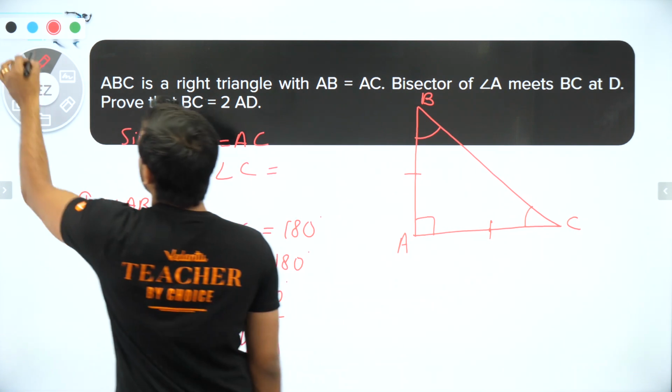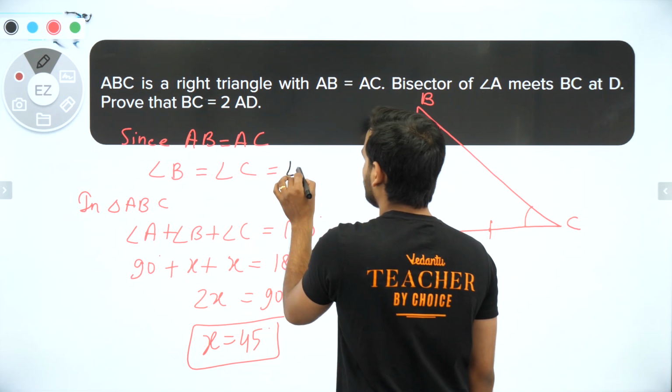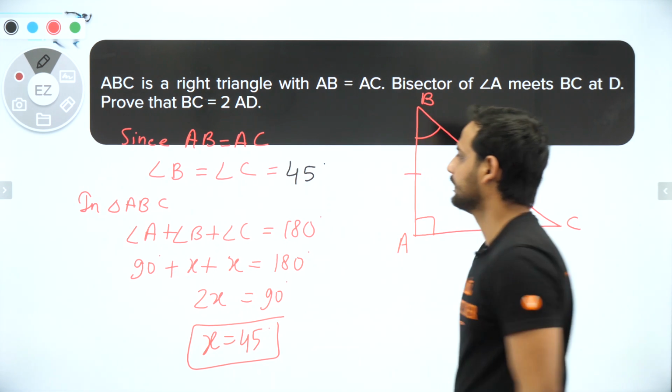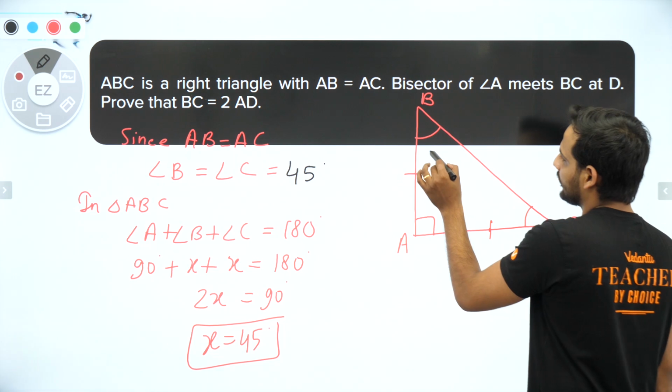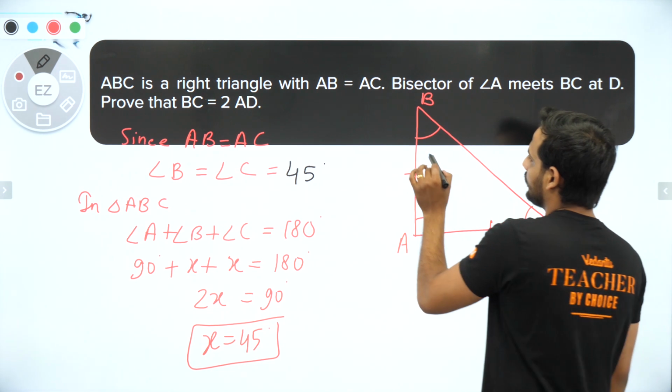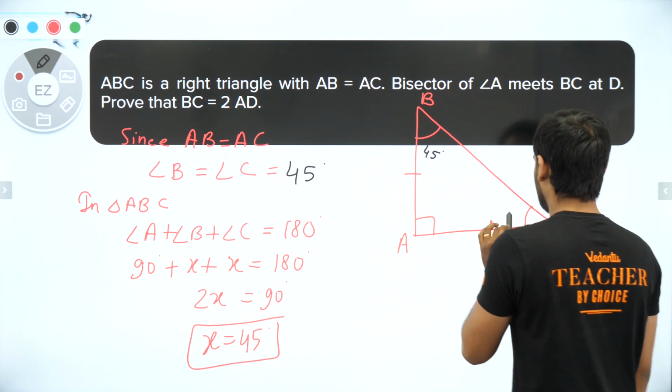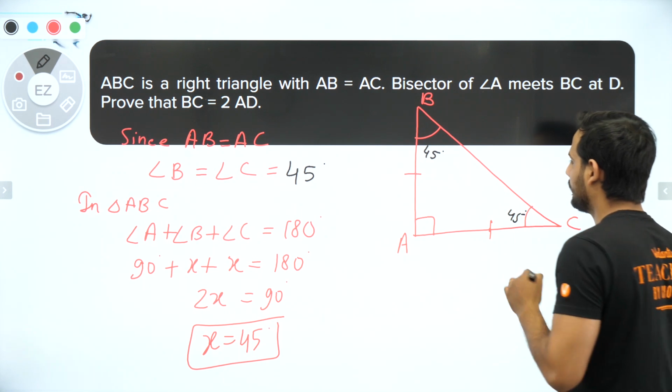Okay, let me write it with a different pen. 45 degrees, right? So I've got to know that this value is 45, and this is also 45. This is 45 degrees and this is also 45 degrees. Now let's move to the next part.